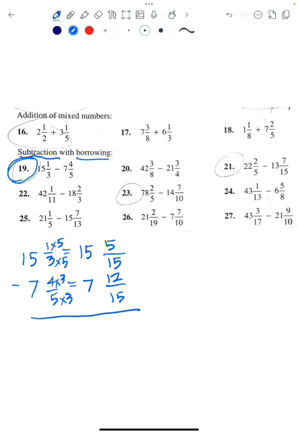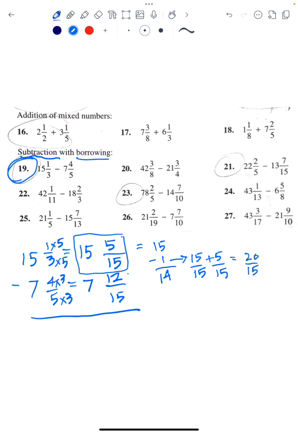Now I notice that I cannot take 5 minus 12 because 5 is too small. So what I'm going to do is this concept of borrowing. I'm going to borrow 1 whole from the 15 by subtracting 1. 15 minus 1 is going to give me a whole number of 14. Now that 1 that we borrowed, we're going to add to our fraction, but that 1 becomes 15 over 15. I'm going to use that 1 and add it to my 5 over 15 that I already have. So 15 plus 5 is 20 divided by 15.